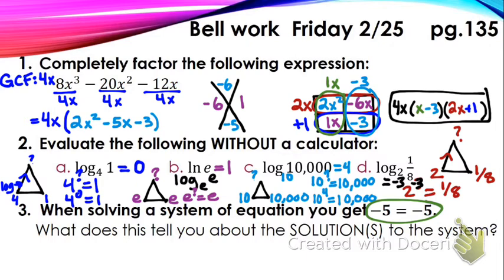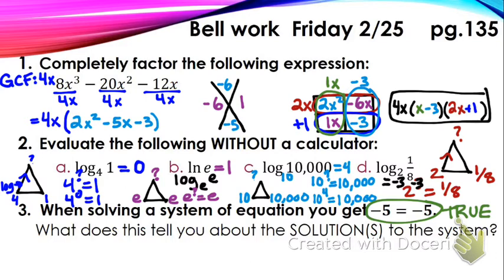So if I end up with -5 equals -5, what does that tell me about my system of equations? Is there a point? Do we have an x value and a y value? No, we don't see any variables there, so we know it's not going to be just one point. -5 equals -5. So if this is a true statement, it means that our system of equations will always be true, no matter what point we pick.